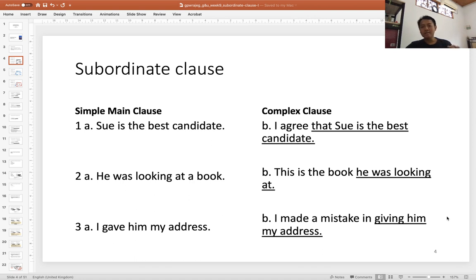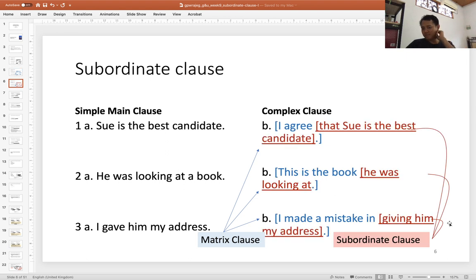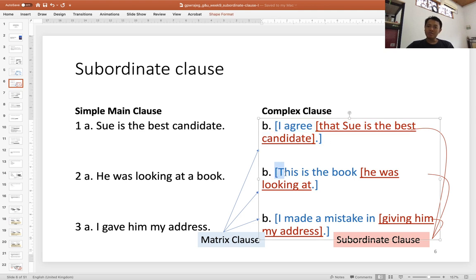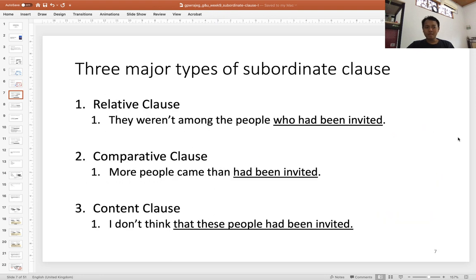Let me go further. In this example, the whole clauses here are all complex clauses. Within these complex clauses, there is another clause that is embedded, the so-called subordinate clause. This is a subordinate clause, and this is a subordinate clause, embedded inside a complex clause. As I've said, there are several types of subordinate clause.